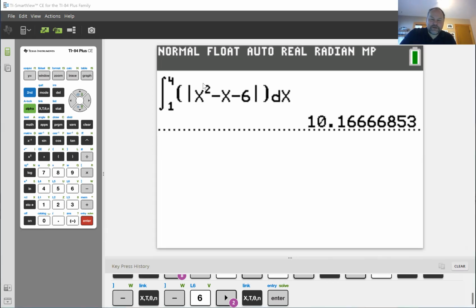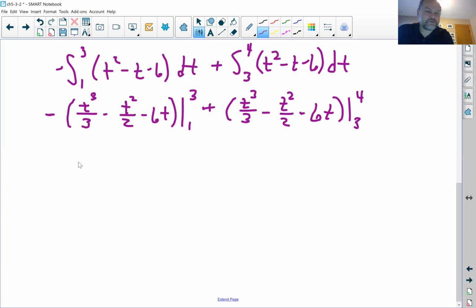So if I go back, 10.167, I believe is what the calculator told me here. This is approximately 6.7 meters.